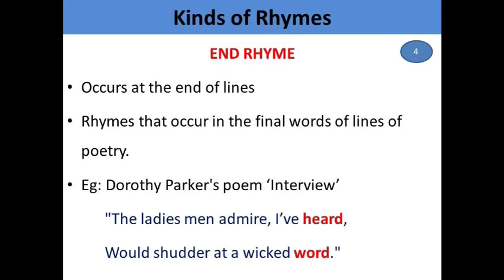Now let's look into different kinds of rhymes. First of all, end rhyme. End rhyme refers to rhymes that occur in the final words of lines of poetry. For example, these lines from Dorothy Parker's poem Interview use end rhyme. The ladies men admire, I have heard, would shudder at a wicked word. Here, the last words in both lines, heard and word, are rhyming words. So these lines use end rhyme.